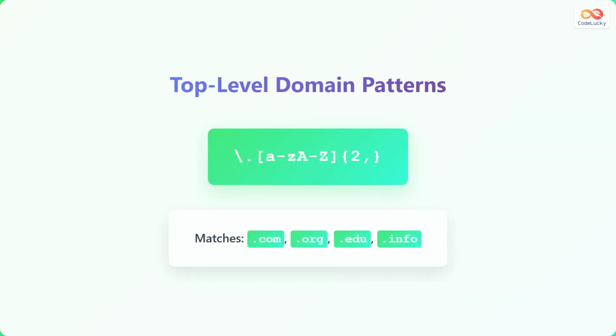The final part of our email validation is the top-level domain or TLD. This is the .com, .org, .edu, or similar part at the end of the domain name. We want to make sure that this part consists of at least 2 letters. The regex code for this is /[A-Za-z]{2,}/. This pattern ensures that the TLD is valid and has at least 2 alphabetic characters.